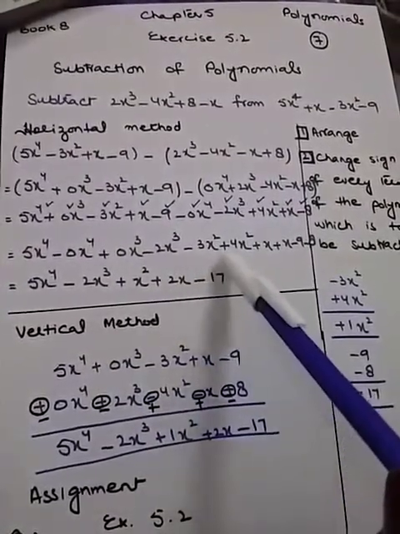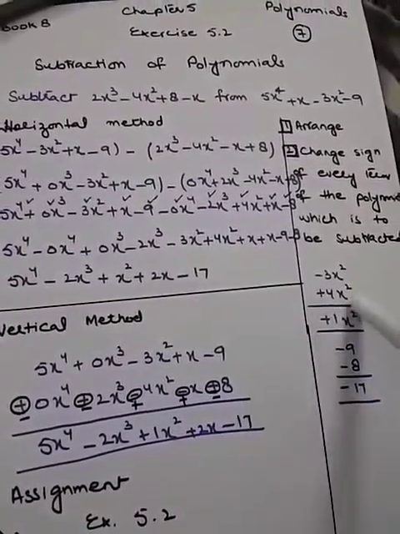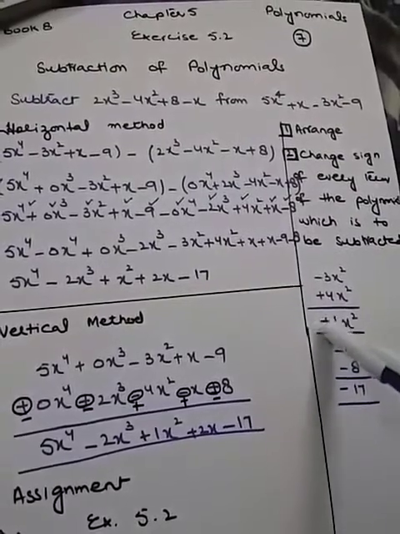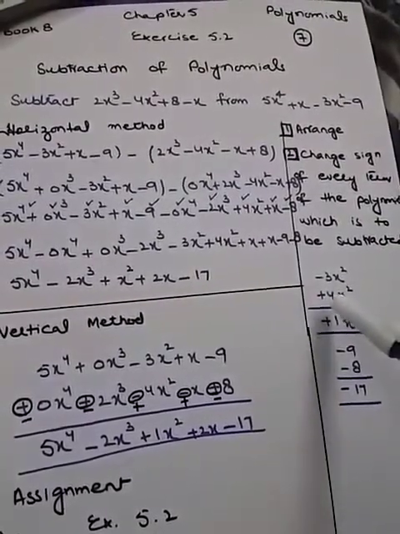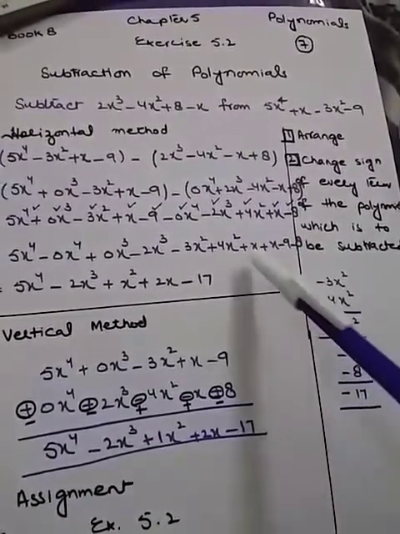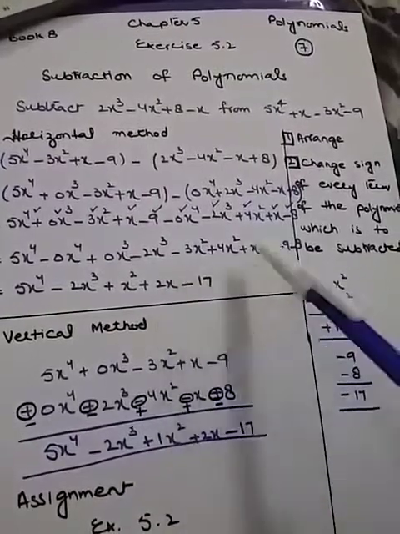Minus 3x² plus 4x². Minus plus minus, but the sign of the bigger number will come. Okay. So 4 minus 3 is 1. x² will come as it is. 1x plus 1x gives you 2x.